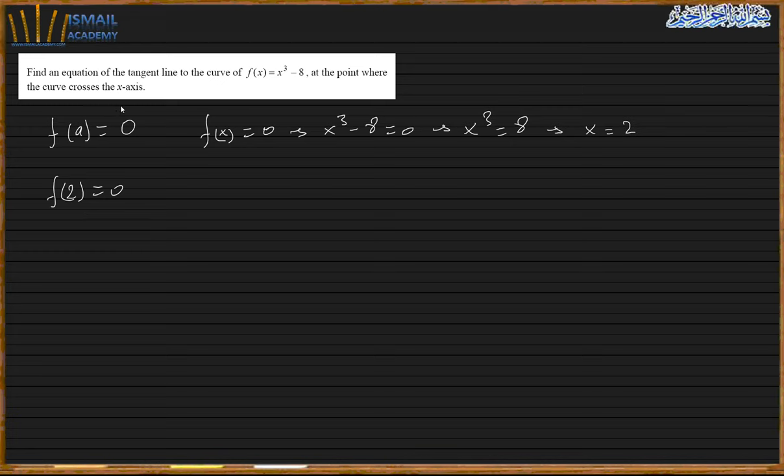Now I need to find the equation of the tangent line at x equals 2, because they want the tangent line at the value where the curve crosses the x-axis, which means at x equals 2. Here I know that the equation of the tangent line is y equals f prime of a times x minus a plus f of a. So this is the equation of the tangent line.